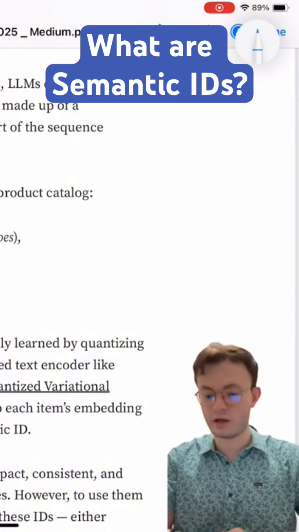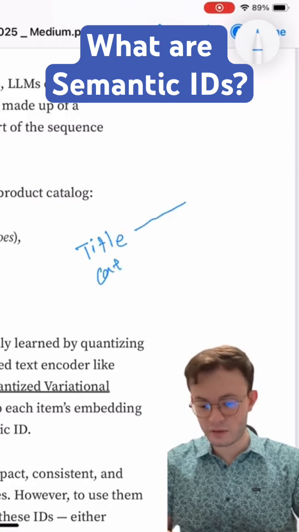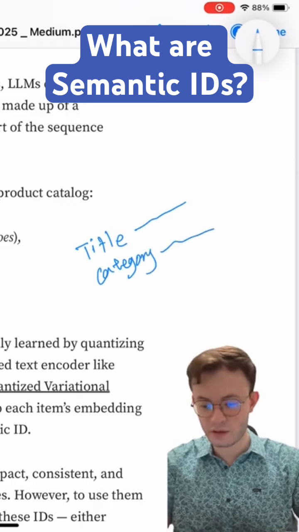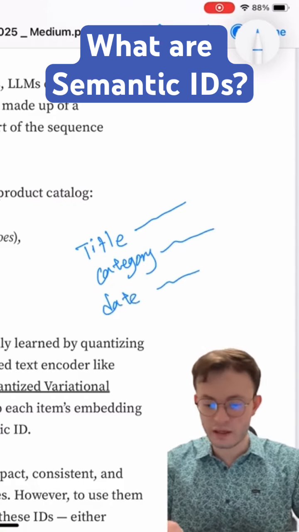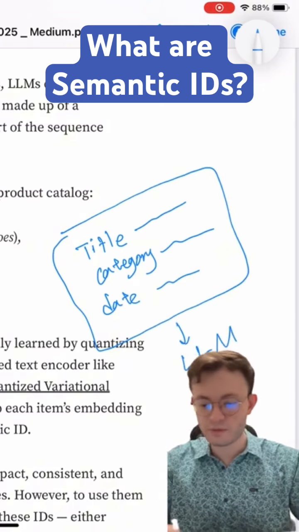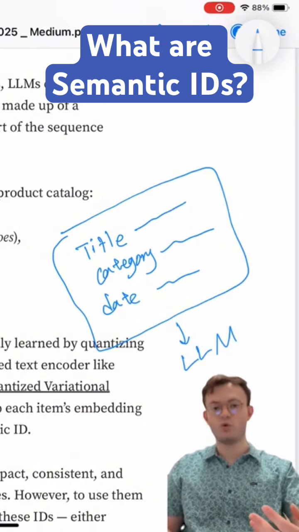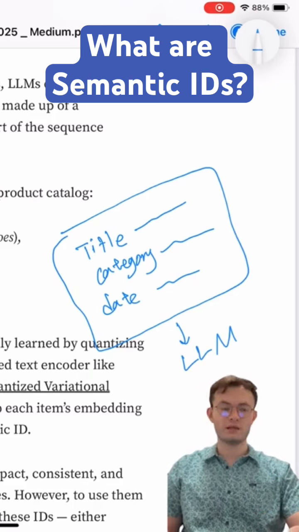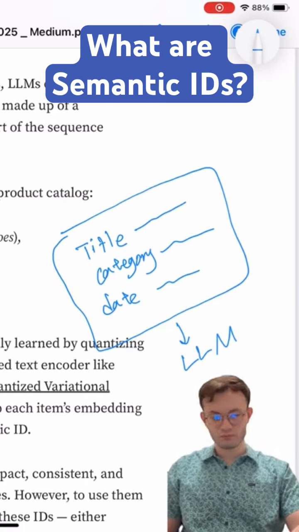So far we talked about items having a title, a category, which we saw in the previous prompt, and a date, things like that. That can be something that we pass to the LLM. But there's a large area of research that says, let's encode this information instead of just passing the LLM all this text. Let's encode it into simpler and more useful information for the LLM. And that's where the semantic IDs come in.